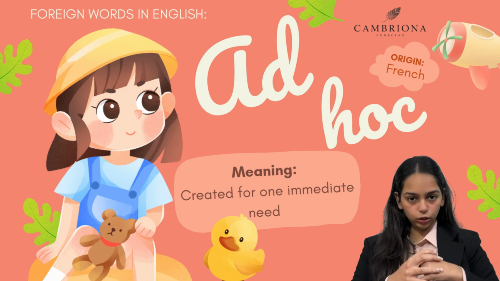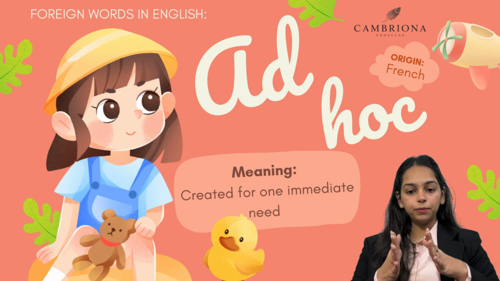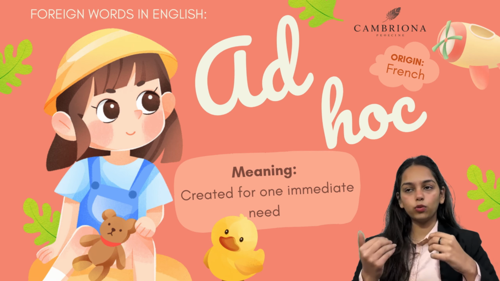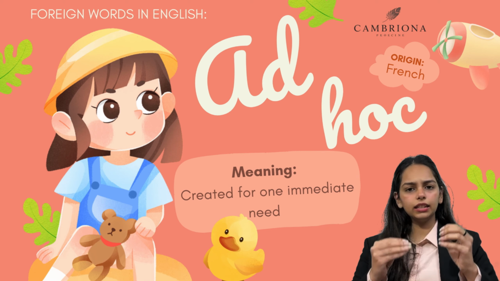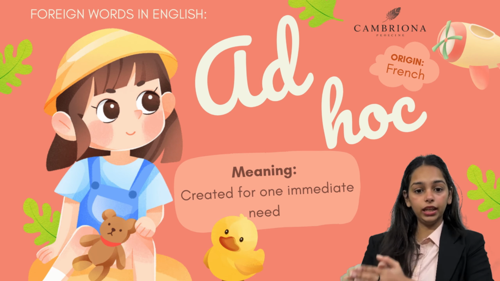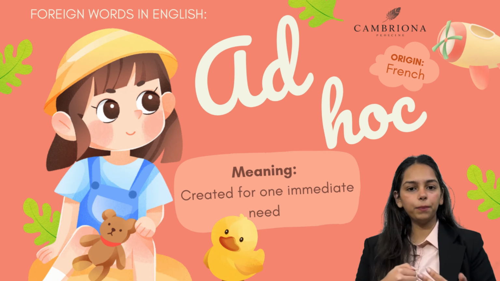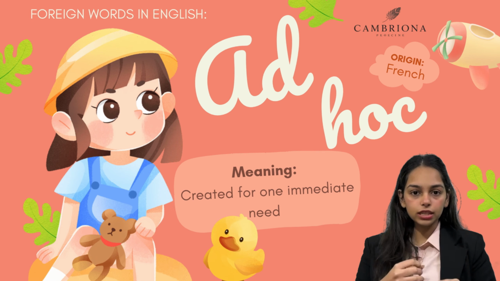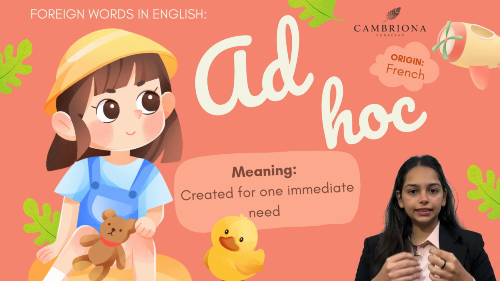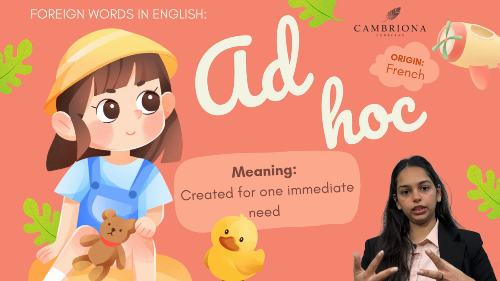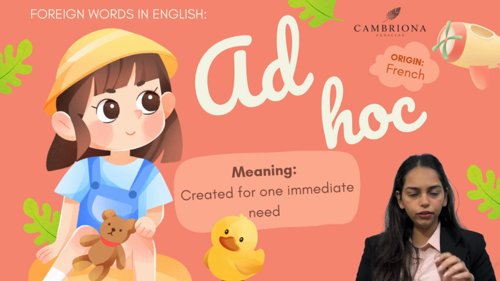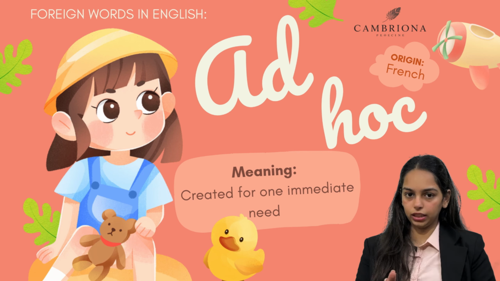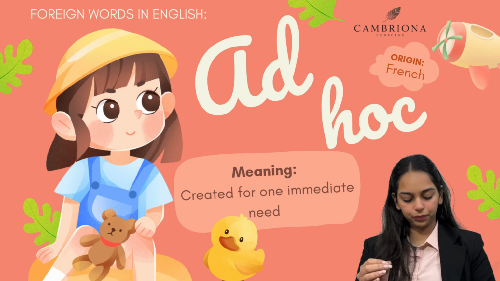The next is ad hoc. The origin is French. The meaning is created for one immediate need. Basically किसी situation को treat करने के लिए आप एक solution लेकर आते हो and it is only for that particular thing. For example, कोई company है and उस पर कुछ allegations लग गए हैं and for that investigation एक committee को बिठाया जाता है, right? And जब वो like report हो गई and the case is solved, तब वो committee जो है dissolve हो जाती है. So that is ad hoc.